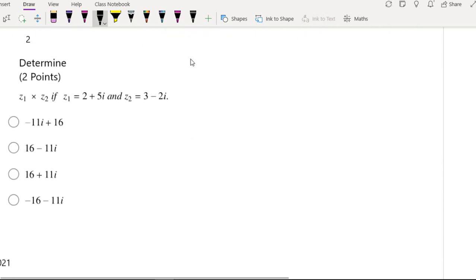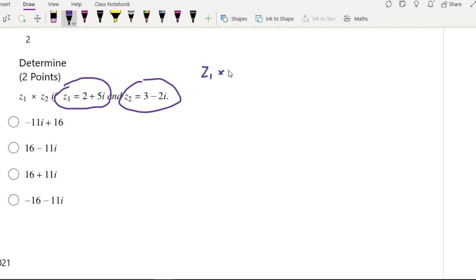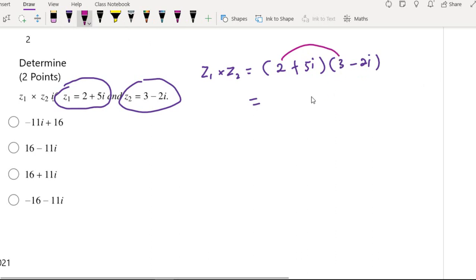For number 2, determine Z1 times Z2 if given Z1 is equal to 2 plus 5i, Z2 is equal to 3 minus 2i. First thing, write Z1 times Z2. Substitute 2 plus 5i times 3 minus 2i. And expand. 2 times 3, 6. 2 times negative 2i, minus 4i.